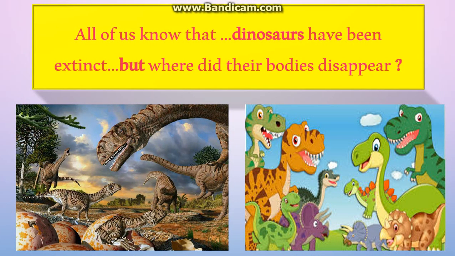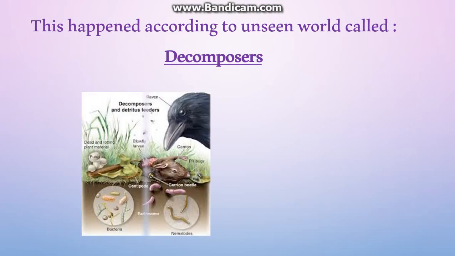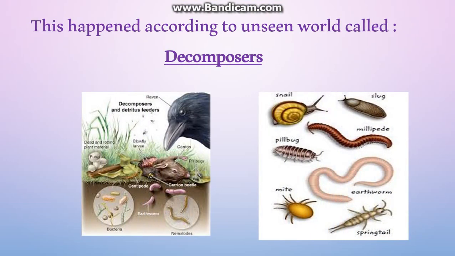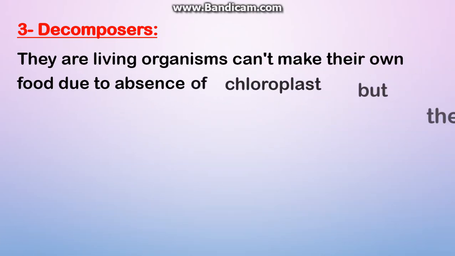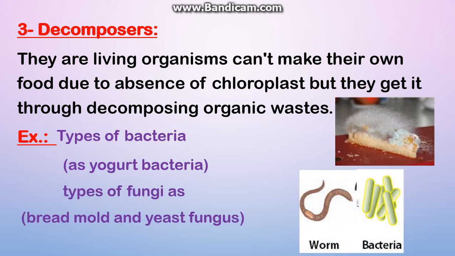All of us know that dinosaurs have been extinct, but where did their bodies disappear? This happened because of an unseen world called decomposers. The decomposers feed on the dead bodies. So number 3, decomposers. They are living organisms that can't make their own food due to the absence of chloroplasts, but they get it through decomposing organic wastes.